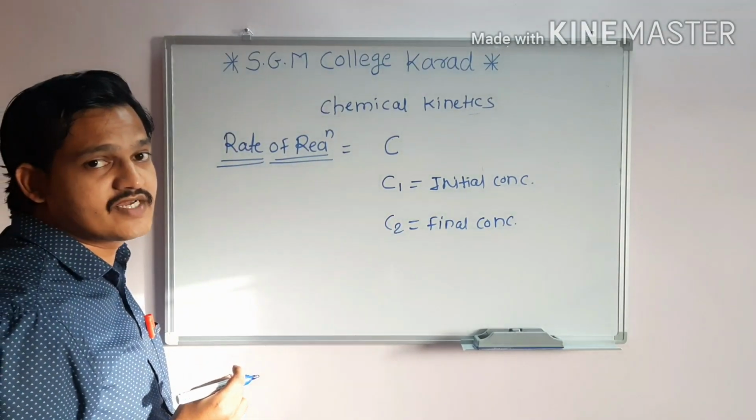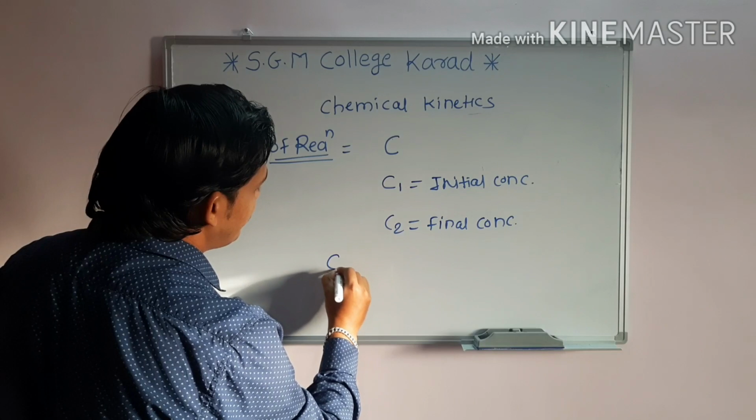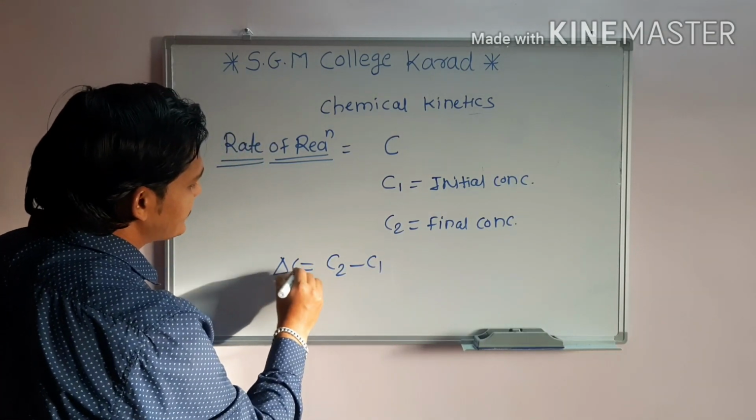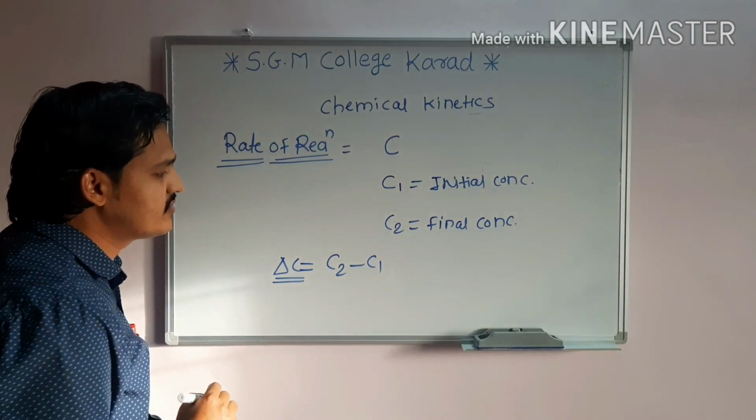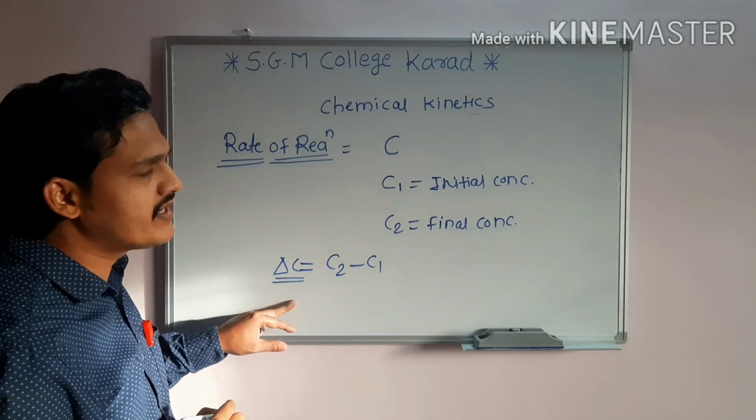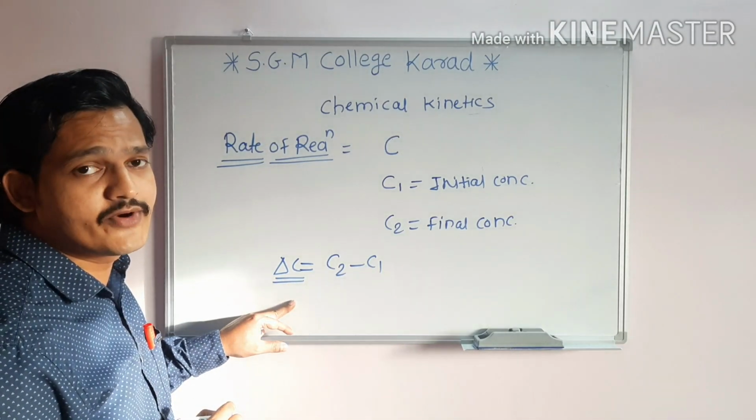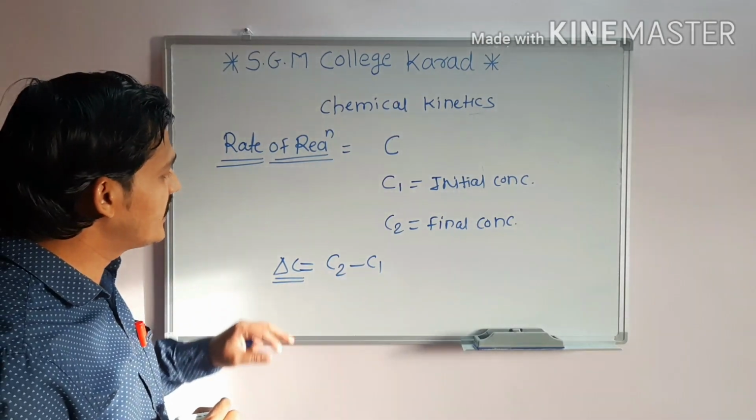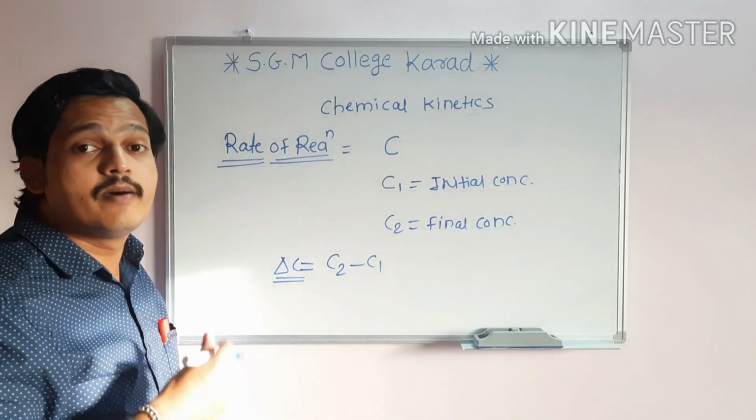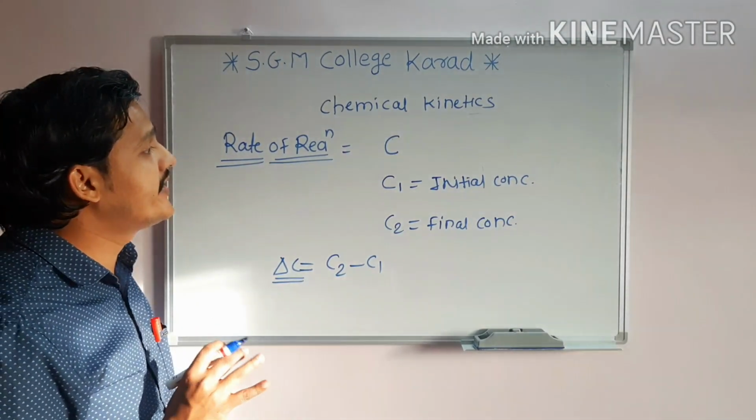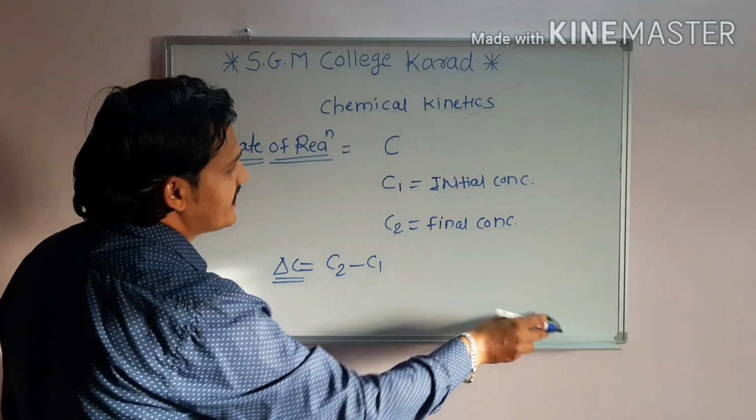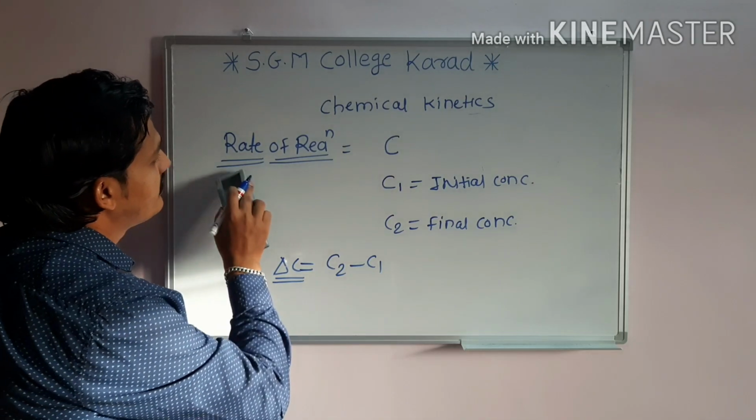And change is given by C2 minus C1. It is denoted by delta C. This type of example we studied earlier in the thermodynamics chapter, so don't worry about that. Delta indicates reaction is completed. Okay, delta C.